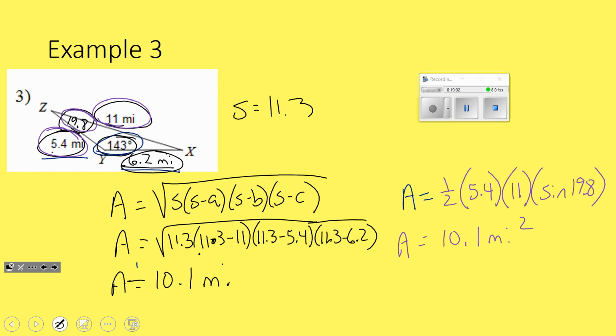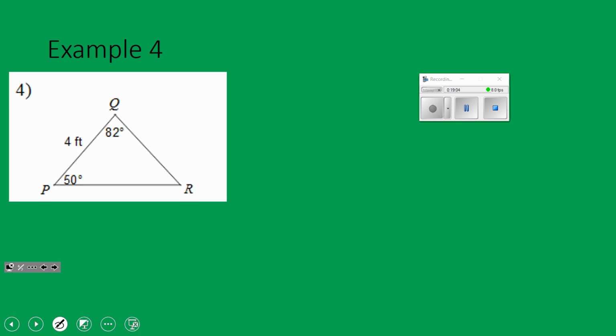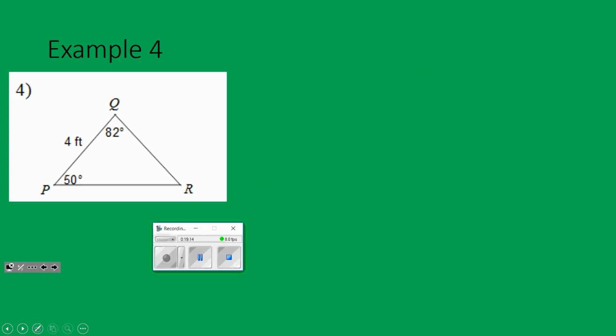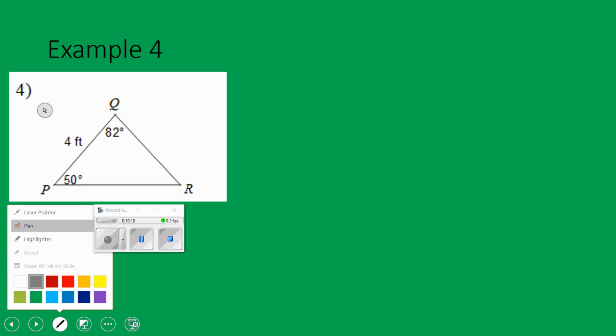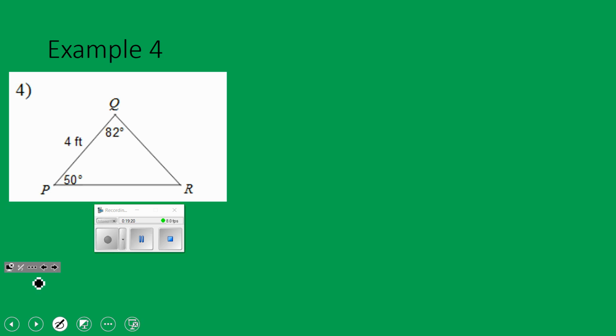All right, so let me just give you a couple to try. So I want you to try this one. You choose how you want to solve it. Okay? You choose how you want to solve it this time. I want to know the area. Everybody in the classroom, I let them choose how they wanted to solve, and they all chose side angle side.